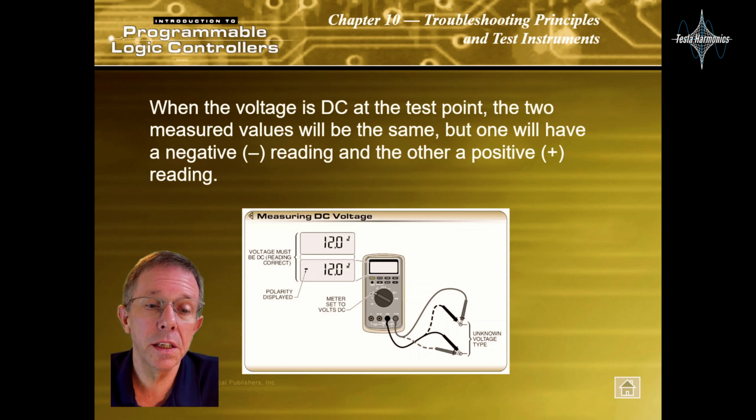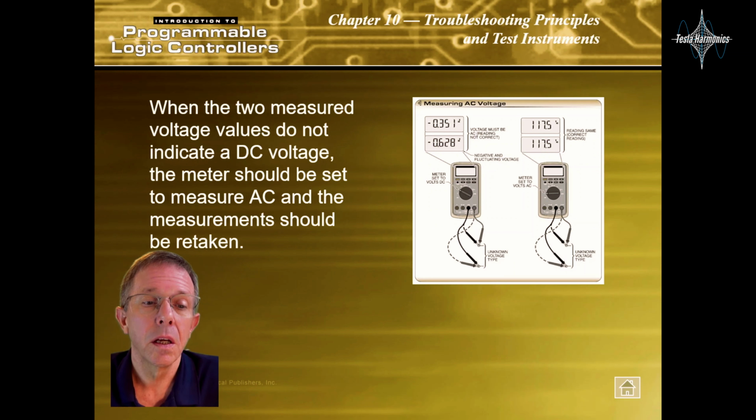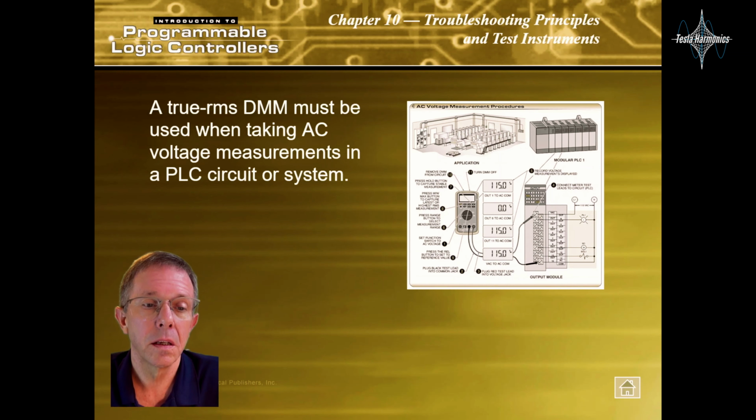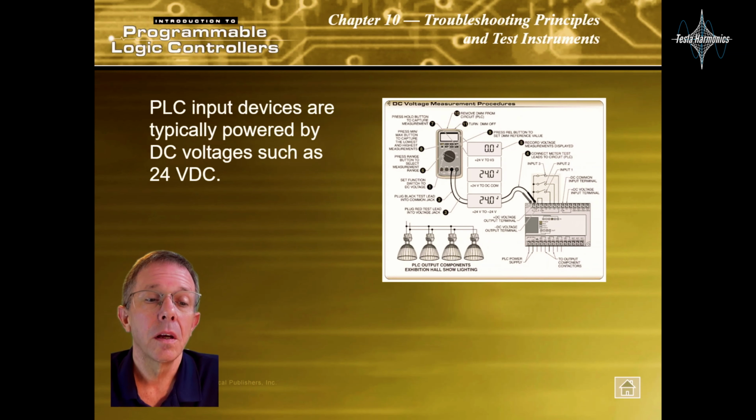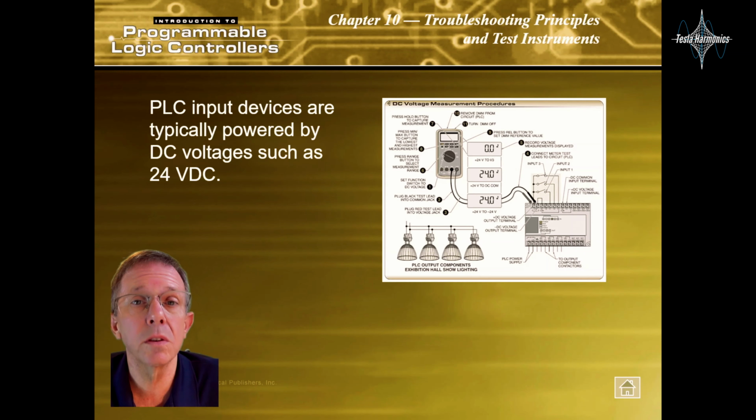When the voltage is DC at the test point, the 2 measured values will be the same, but one will have a negative reading and the other will have a positive reading. When 2 measured voltages do not indicate a DC voltage, the meter should be set to measure AC and the measurement should be retaken. A true RMS DMM must be used when taking AC voltage measurements in a PLC circuit or system. PLC input devices are typically powered by DC voltages such as 24 volts DC.